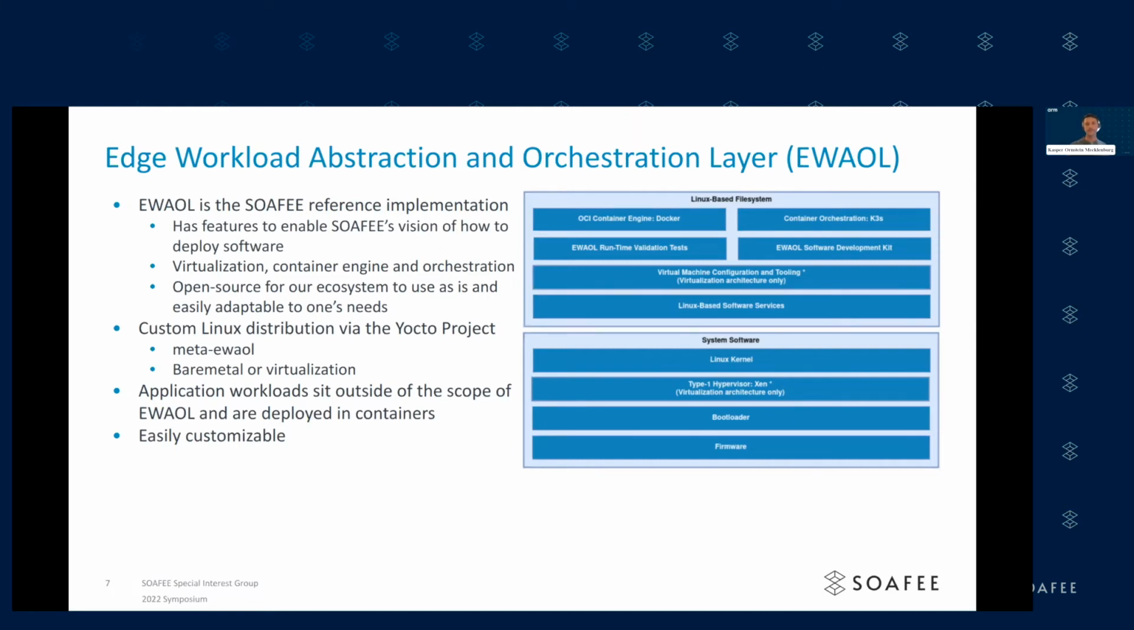EWAOL can be built in 2 different ways: bare metal, meaning that EWAOL runs directly on the hardware, and application workloads are run in containers. Virtualization, meaning that we can deploy virtual machines which run the application workloads in containers. These containerized application workloads are not part of EWAOL. You bring your own container. One of the benefits of the Yocto project is its layer model development methodology, which is key to customization, and this enables users to take EWAOL and modify it to suit their needs.